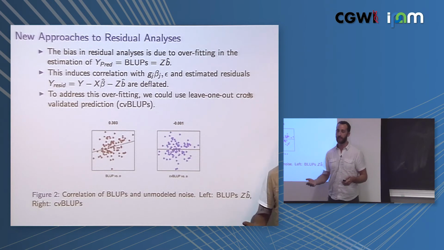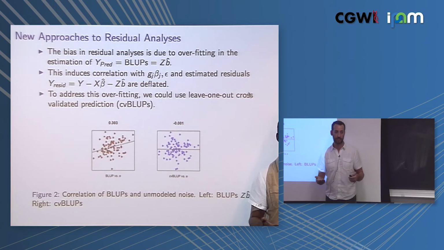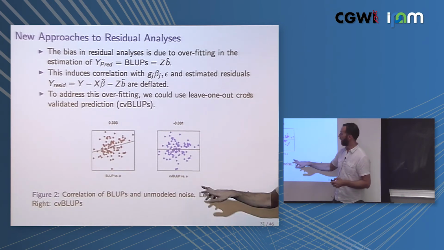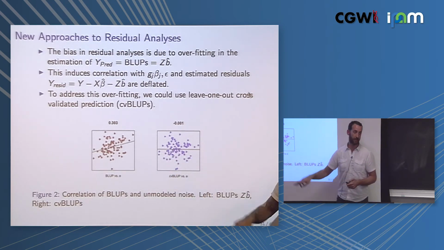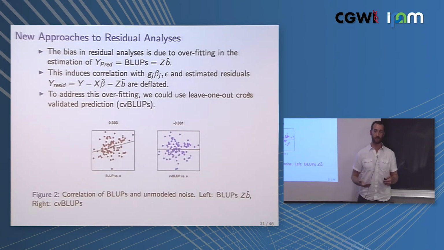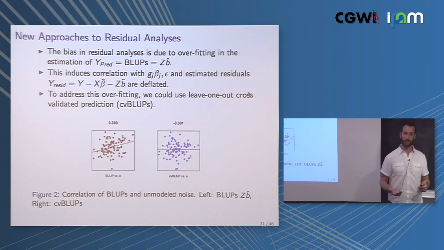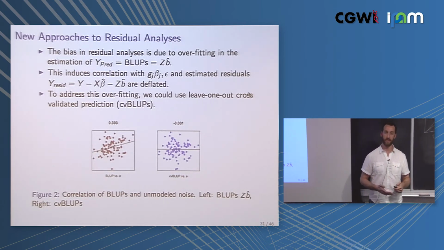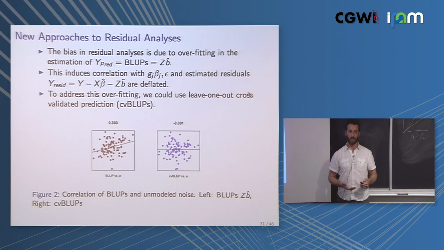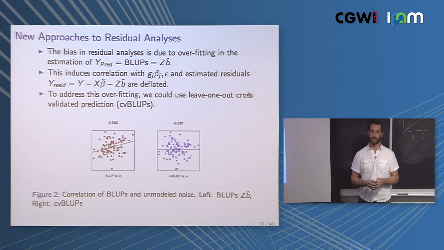And if you do that, you get a cross-validated prediction of y, and it's not correlated with the error anymore. So you've kind of solved this problem. It's just very expensive, because you have to run this linear mixed model n times.